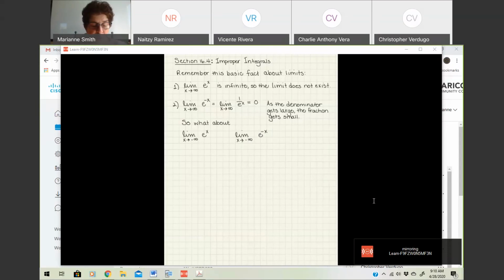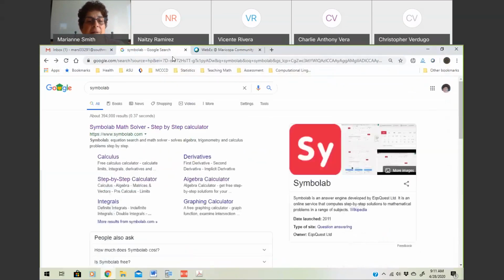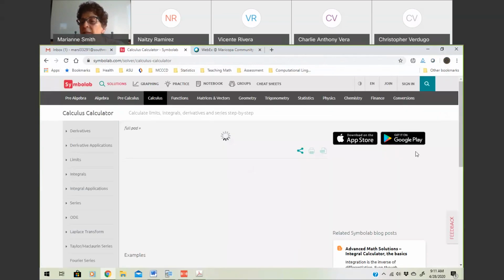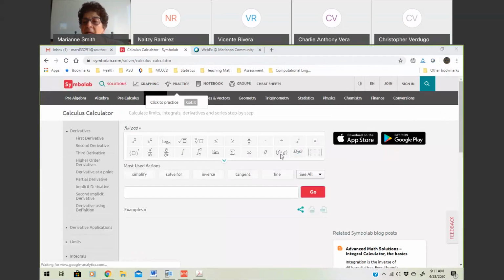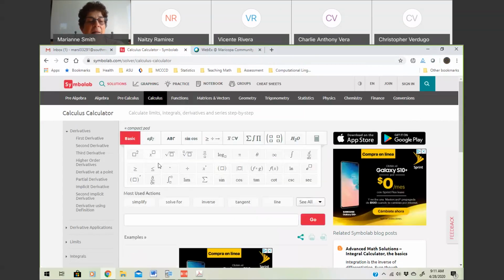So let me show you Symbolab. Okay, so again, I'm going to stop sharing this. And we'll go to Symbolab, right? Here's the way it comes up when you search for it. Click on Calculus. And then when you actually get into Symbolab like this, it's going to give you a palette. You can see more by clicking Full Pad, and it will show you everything it's got. And then if you go over here, it says derivatives, derivative applications. Let's click on limits.